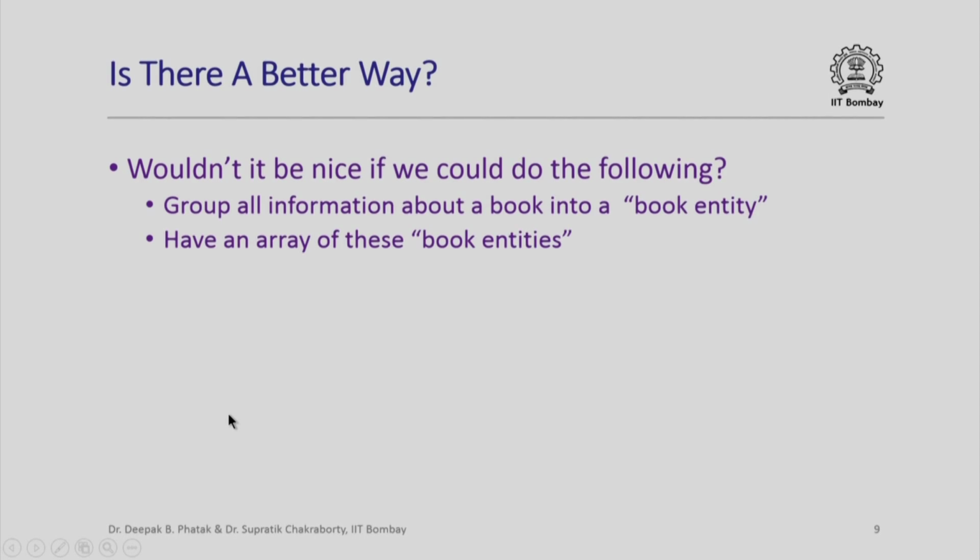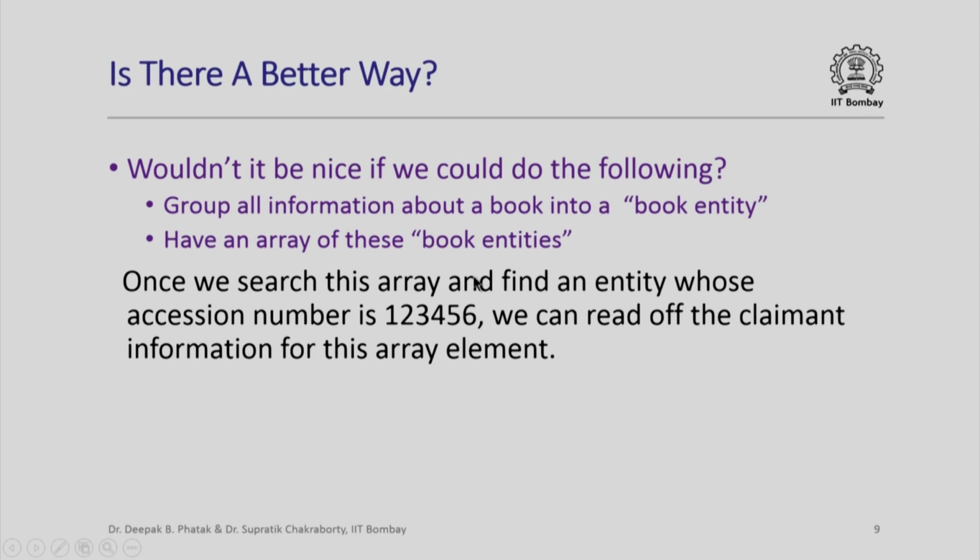So is there a better way to go about doing this? Well, in trying to answer this question, let us first ask that would it be nice if we could do the following, if we could group all information about a book into a book entity and then have an array of these book entities. So once we search this array and find an entity whose accession number is 123456, since all information about a book is stored in the same entity, we could simply read off the claimant information from this entity, which is an element of this array.